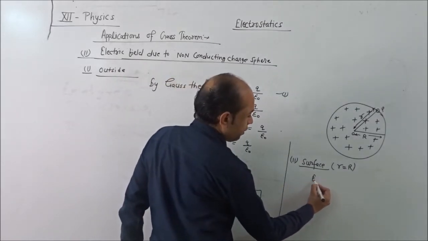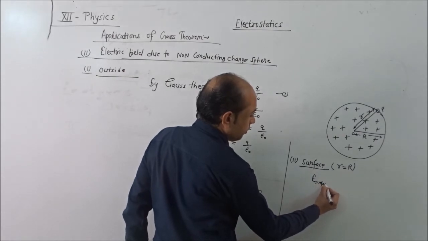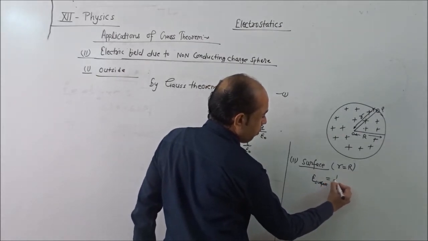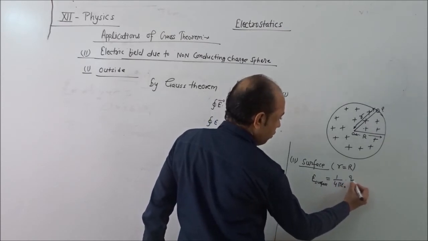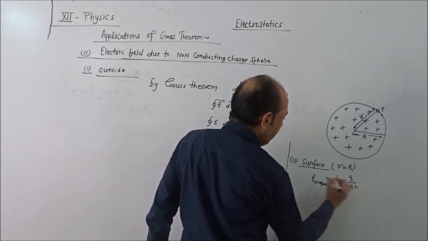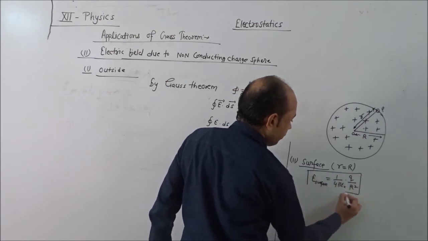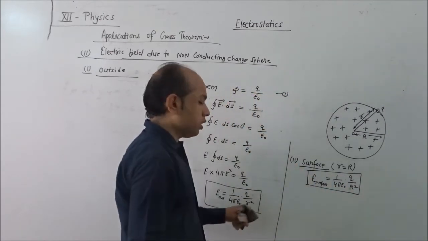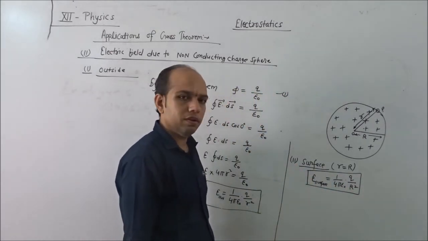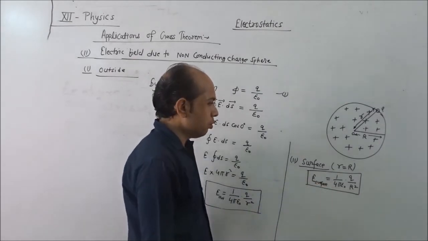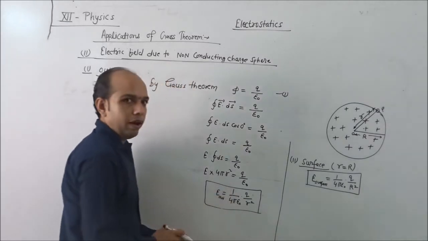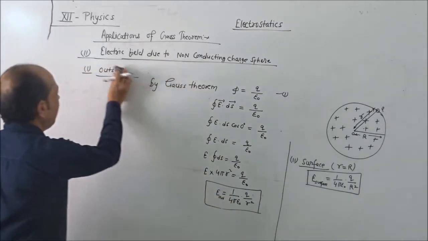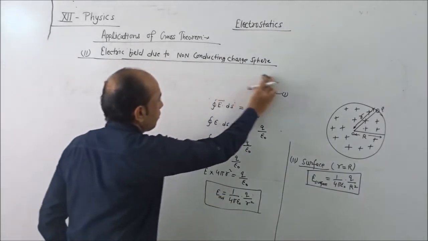So E surface is equal to 1 upon 4 pi epsilon naught, q upon capital R square. We just replace small r by capital R. So this represents the electric field at the surface. And the last one, we calculate the electric field inside.